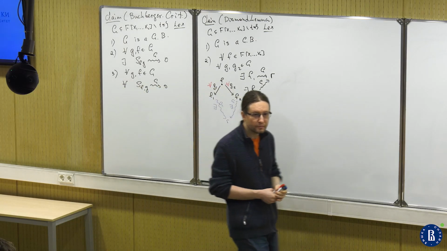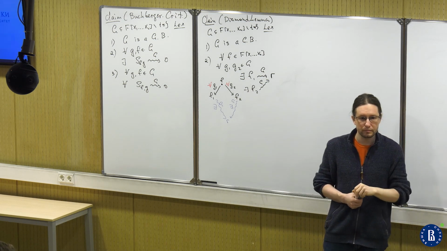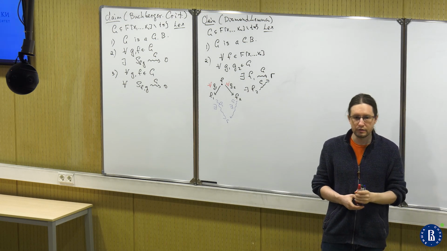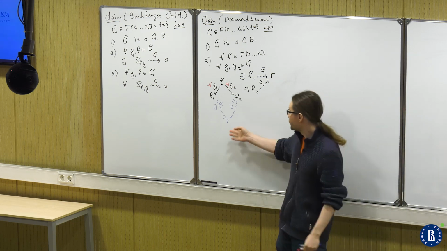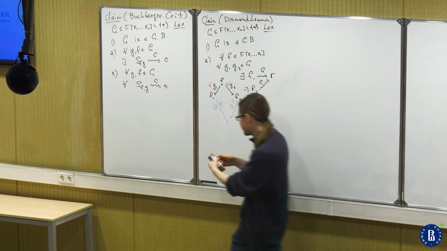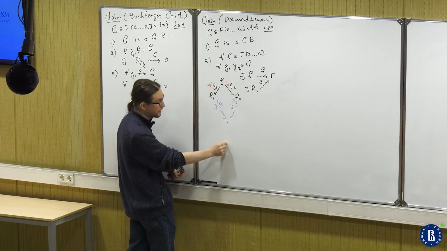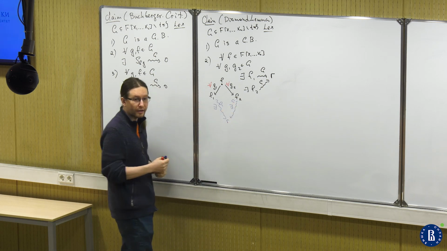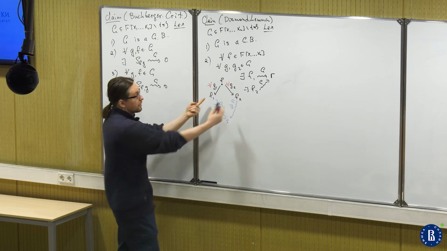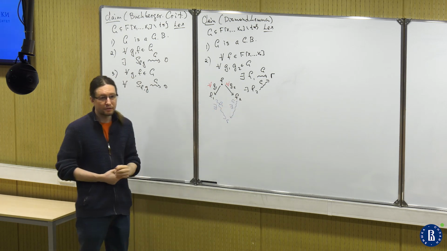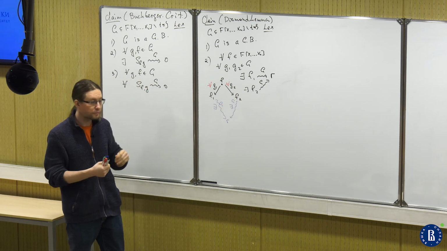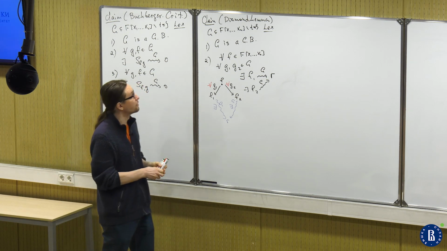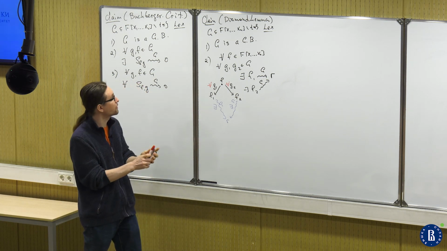Should R be necessarily a remainder? No, it need not be a remainder. You can make it a remainder, because if it's not a remainder, you can proceed with the reduction, and then they lead to a remainder. But it's enough to find some polynomial such that these two paths lead to the same polynomial. Okay. Now, let's prove that these two are equivalent.